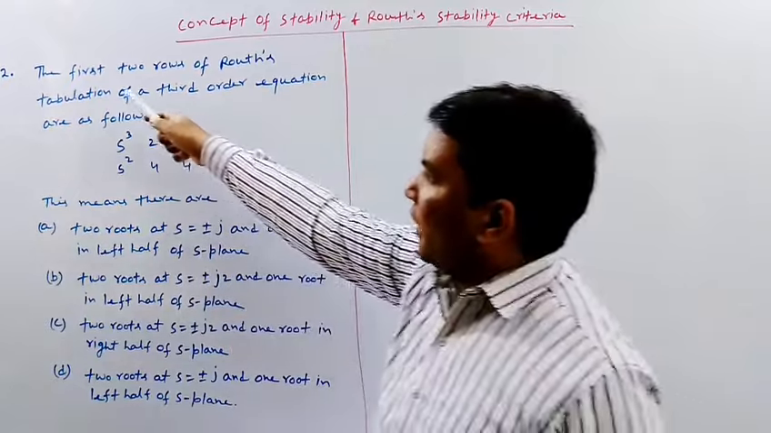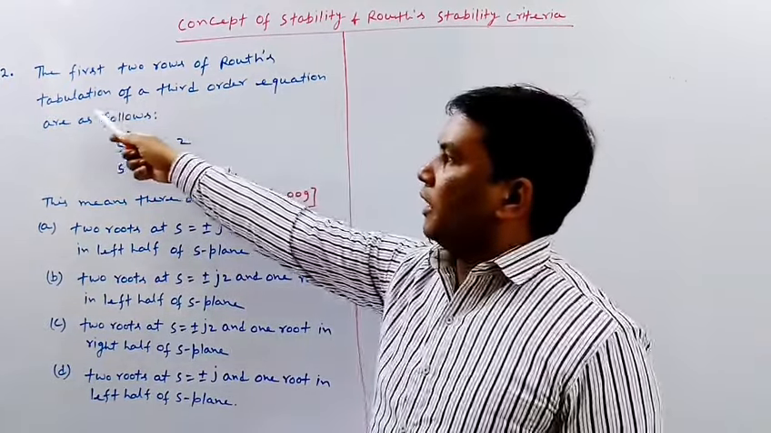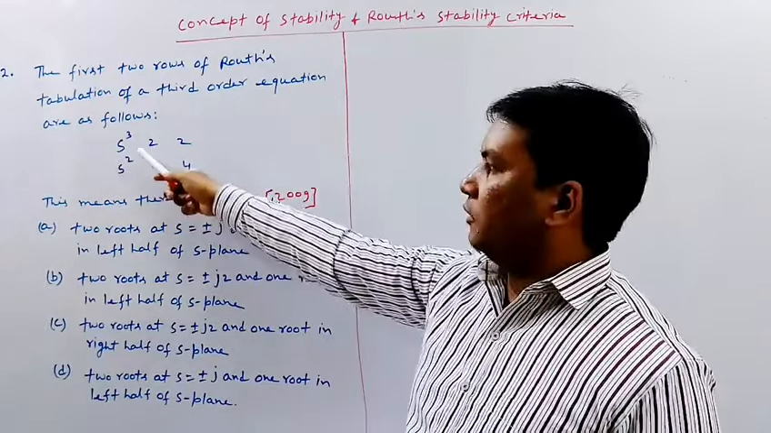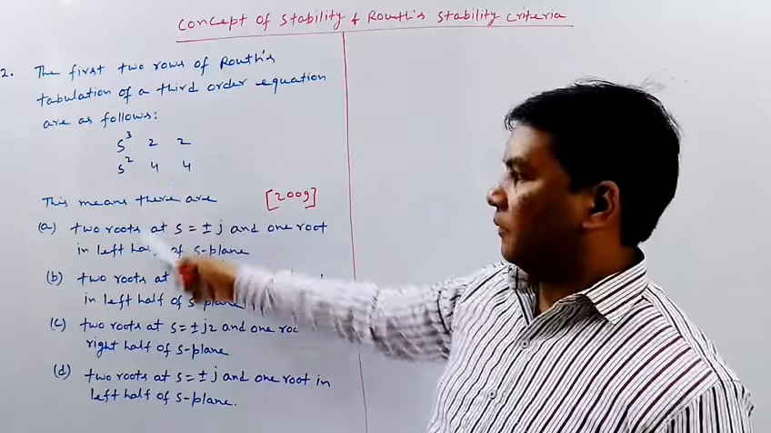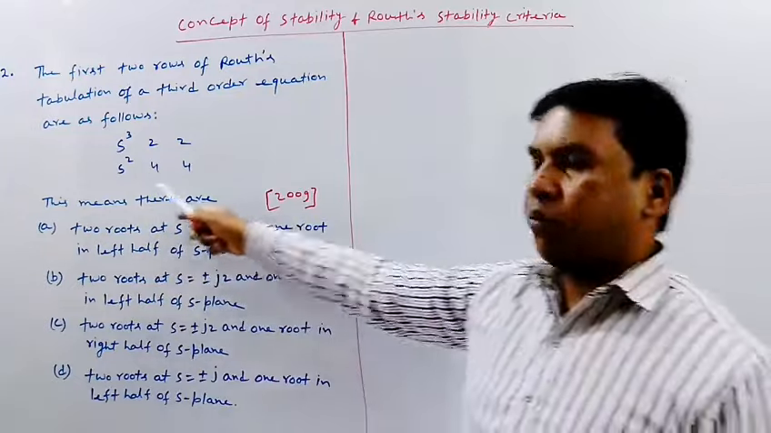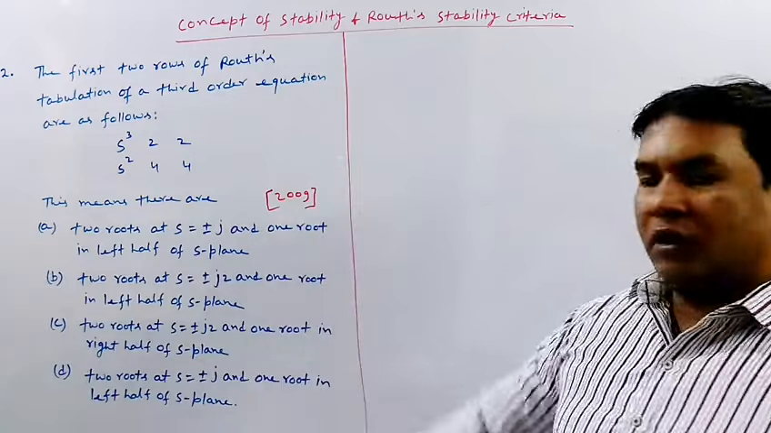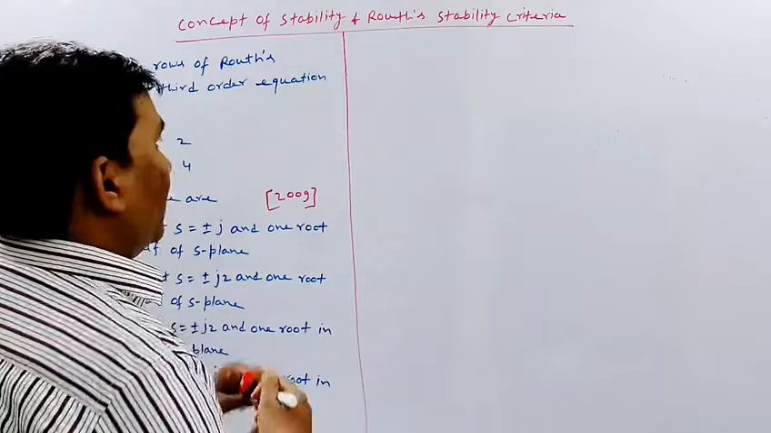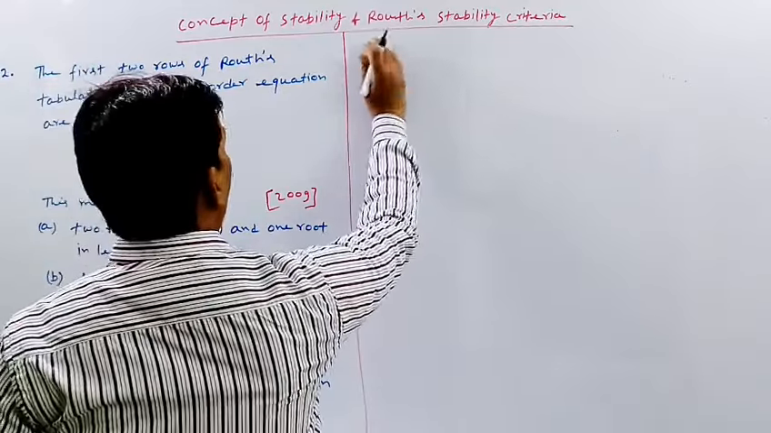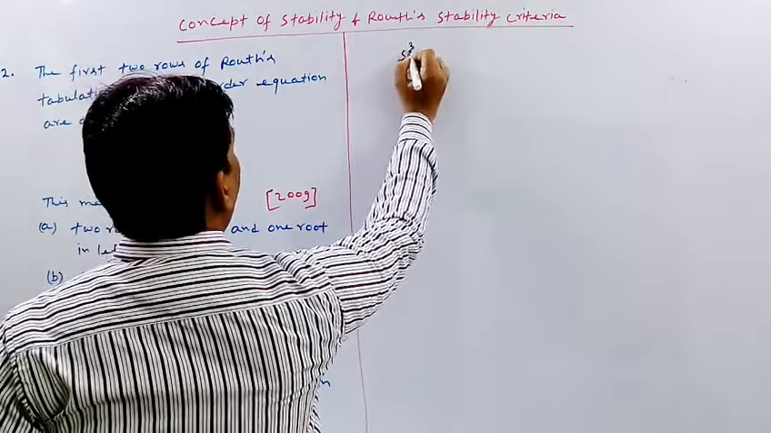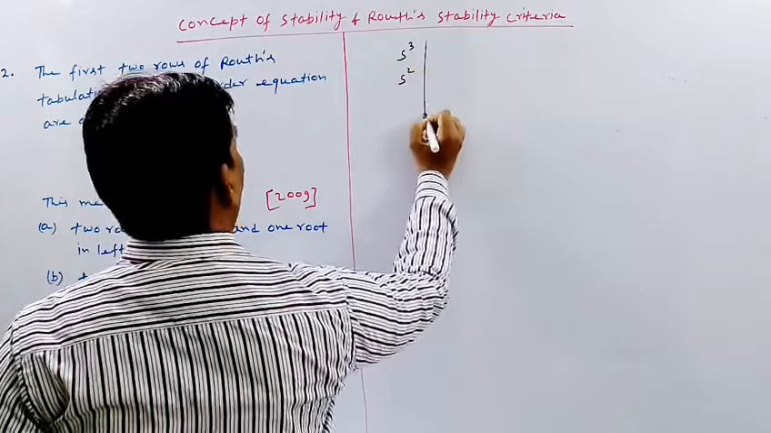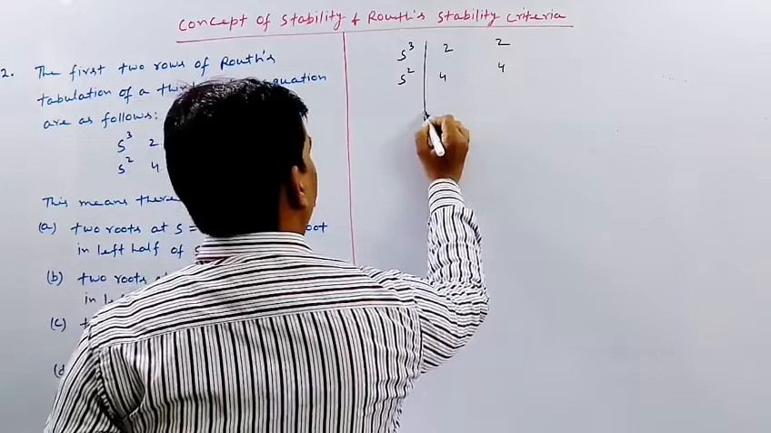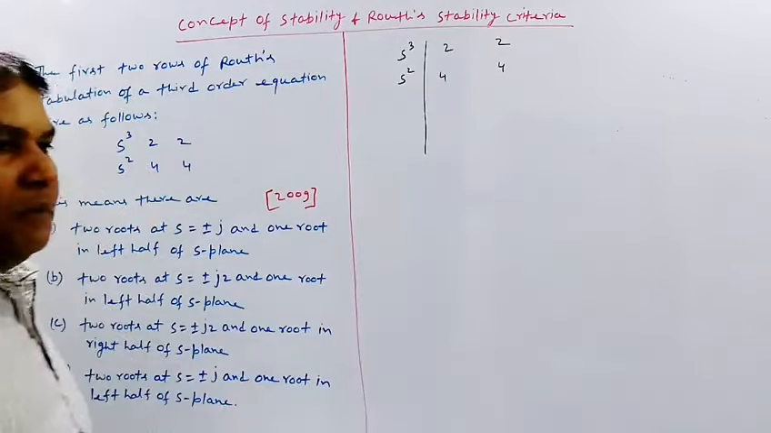The next question: the first two rows of Routh's tabulation of a third order equation are as follows. The two rows S3 and S square are given. There are four alternatives given, and this question was asked in GATE 2009. So the two rows S3 and S square are 2, 2, 4, 4. Now what will be the next row?